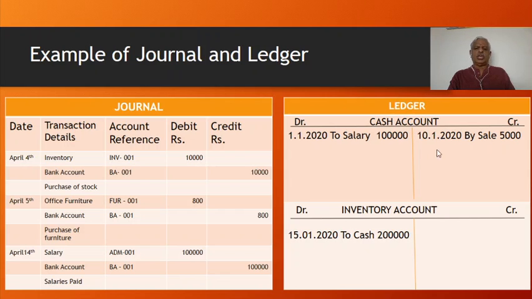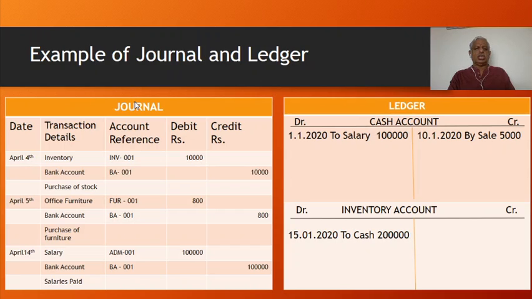Similarly, there is one more entry. If you go through your journal, you will find this information. On 10th January 2020, there is a sale worth 5,000 rupees in cash. So the sale is credited, whereas the salary account is debited. Sale account is credited. This is another account, inventory account. On 15th January 2020, inventory account is debited here and cash account credited. So 2 lakhs cash you paid and you got inventory. So this is how the ledger looks. This is a journal, this is a ledger.